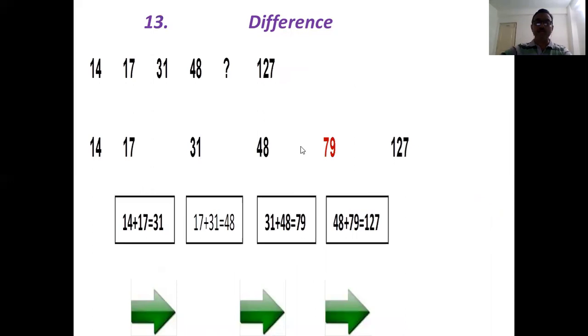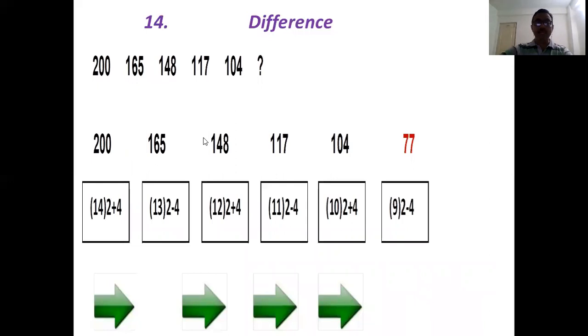Okay, let us come to another example of difference. If you look at the series, you will say, oh, 14 plus 17 is 31. 17 plus 31 is 48. 31 plus 48 is 79. 48 plus 79 is 127. We are simply adding the previous two elements and getting the next element.